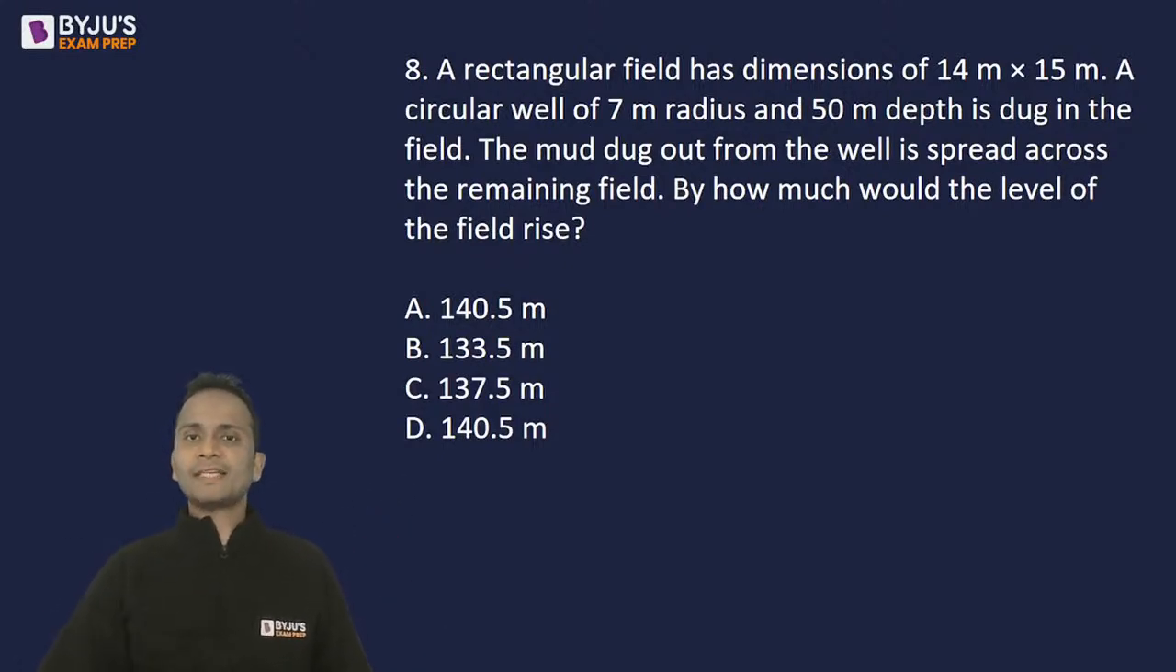So the question says that a rectangular field has dimension of 14 meter cross 15 meter. A circular well of 7 meter radius and 50 meter depth is dug in the field. The mud dug out from the well is spread across the remaining field. Remaining field, this is the key. By how much would the level of the field rise? A brilliant question this one is. So I'll give you a few seconds to understand this question to find out the answer.